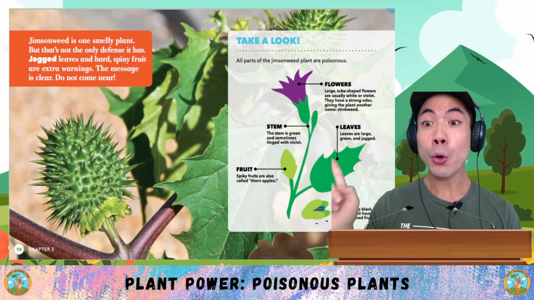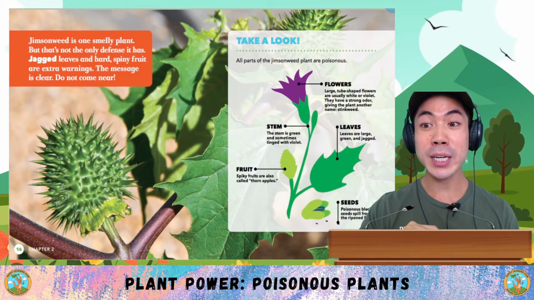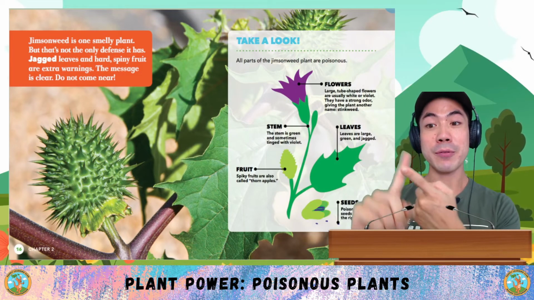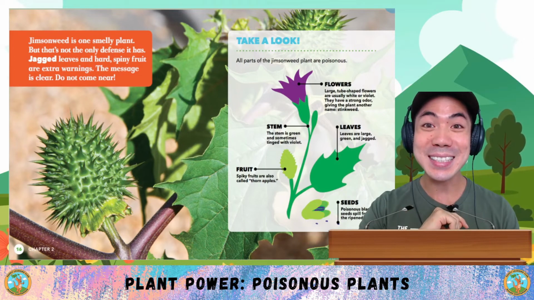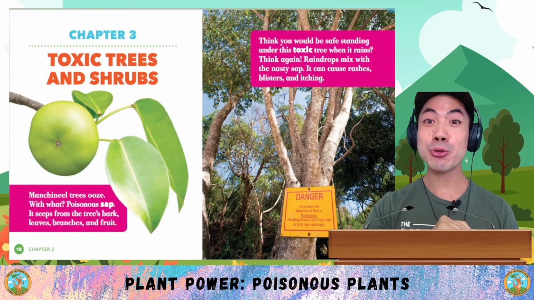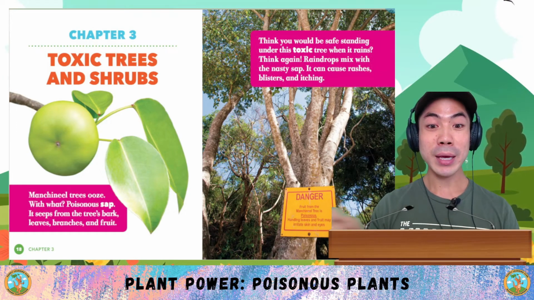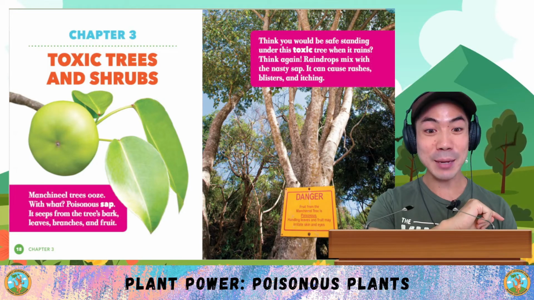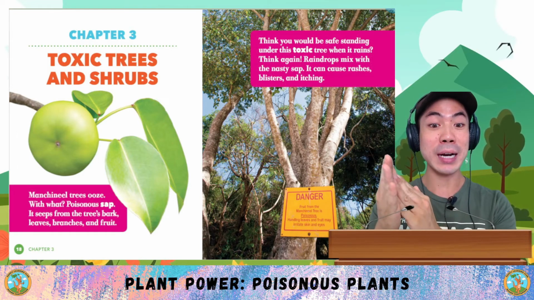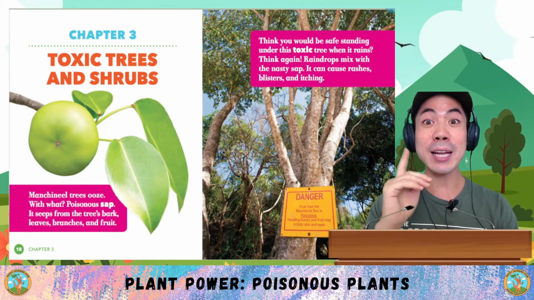Take a look here. All parts of the Jimson weed plant are poisonous, from the flowers, stem, leaves, fruit, even the seeds. Chapter 3: Toxic trees and shrubs. Manchineel trees ooze with what? Poisonous sap. It seeps from the tree's bark, leaves, branches, and fruit.